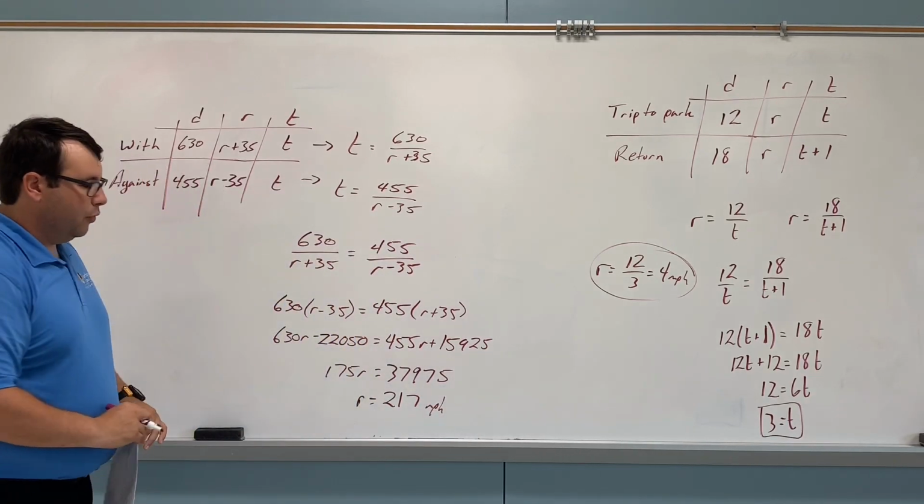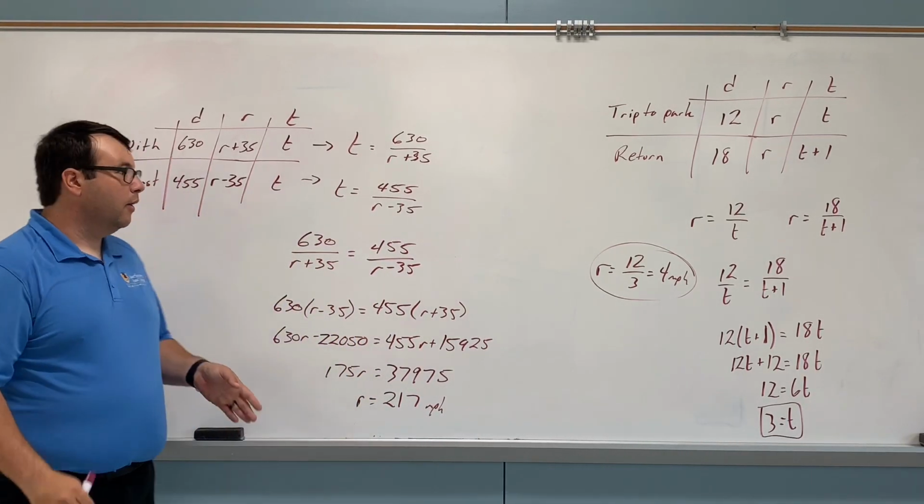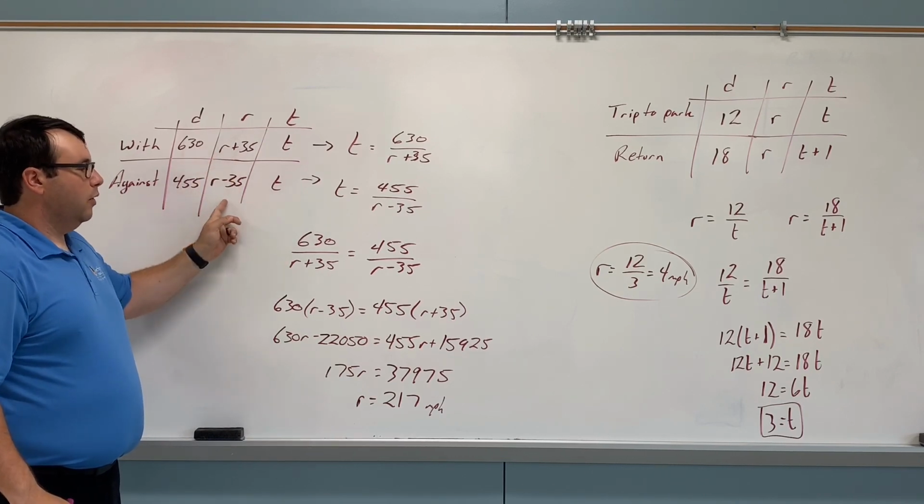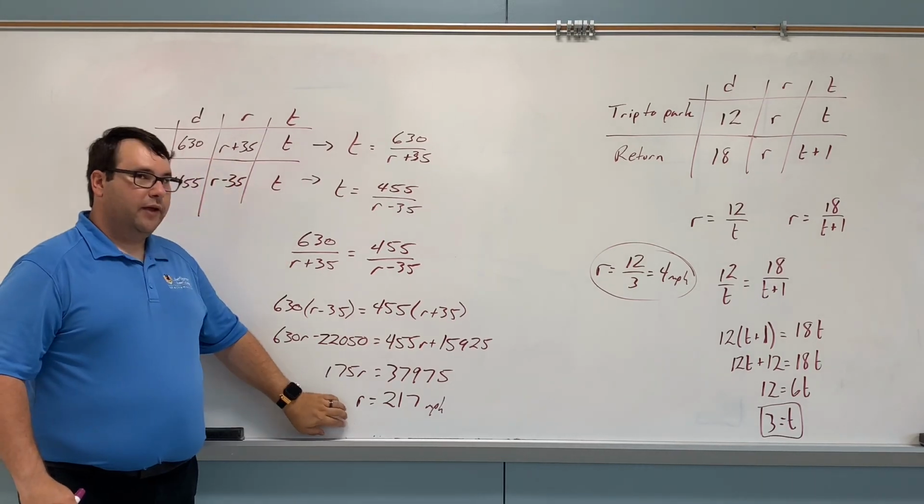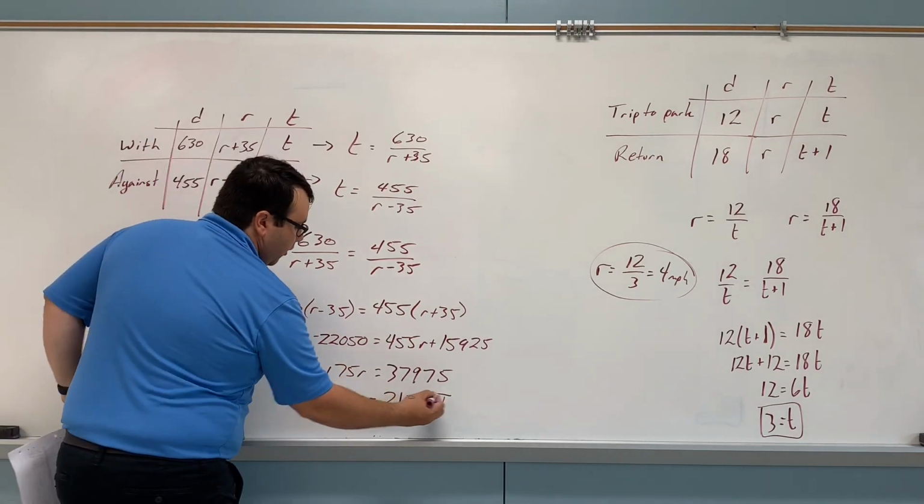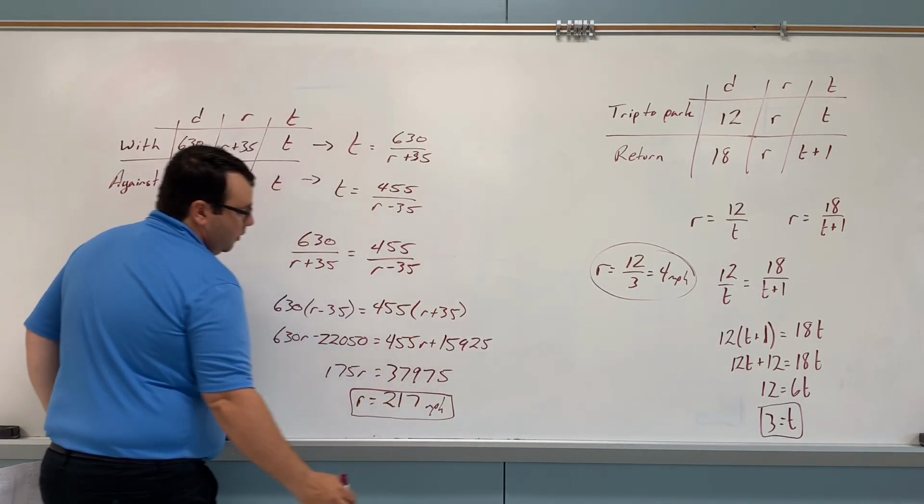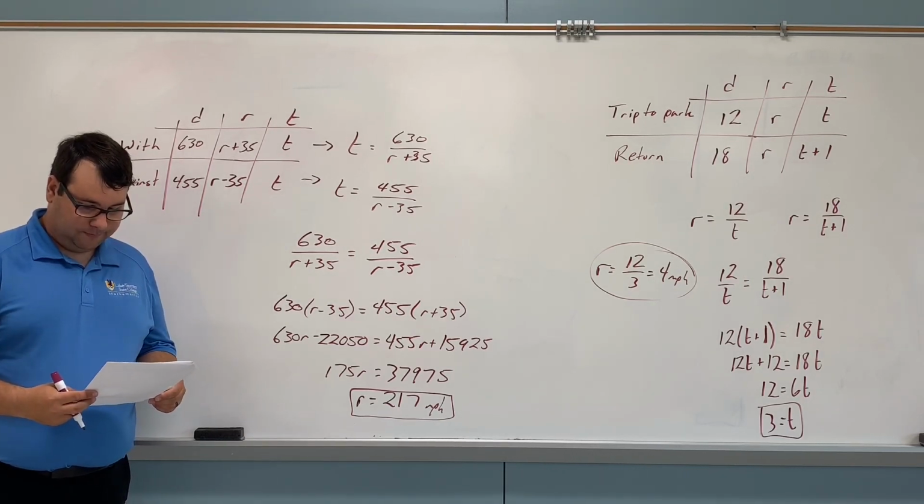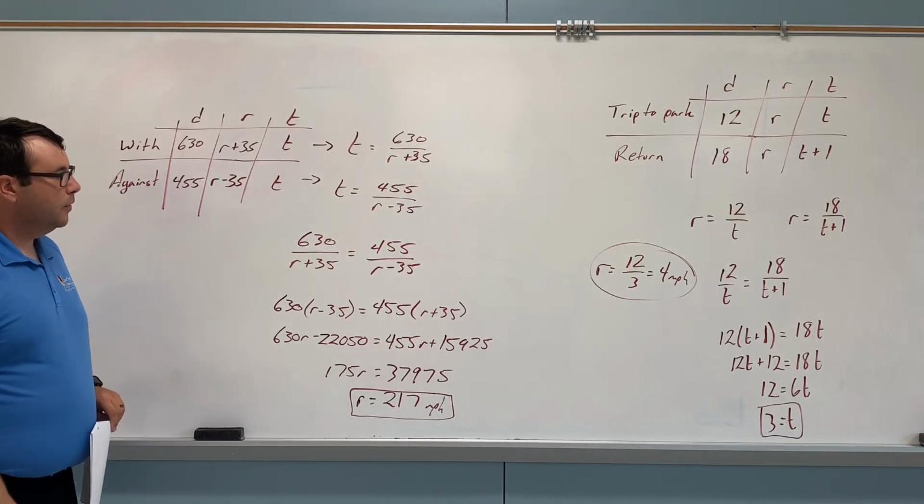And because I'm looking for the rate of the plane in still air, I'm talking about just the r value. I'm not talking about with the wind or against the wind. So I'm looking at just that r value, which is 217 miles per hour. Excellent.